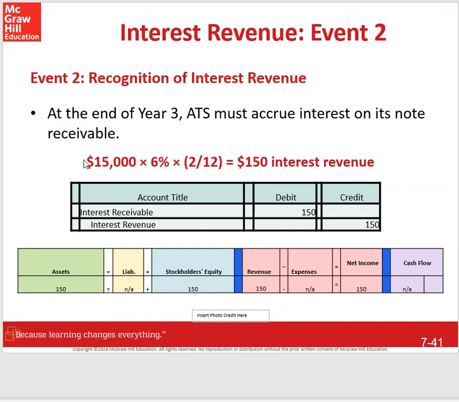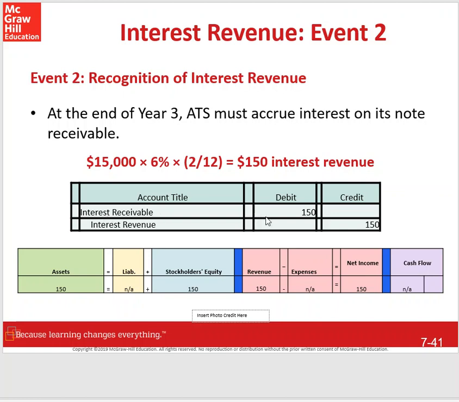We take the principal times the percentage times the time outstanding. So we take 15,000 times 6%. That by itself would be how much interest we're going to make in a whole year. But a whole year hasn't gone by. Only 2 months have gone by, just November and December. So we're going to take 2/12 of that amount, and we have $150 of accrued interest revenue.